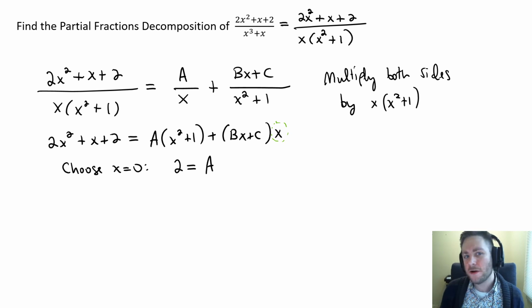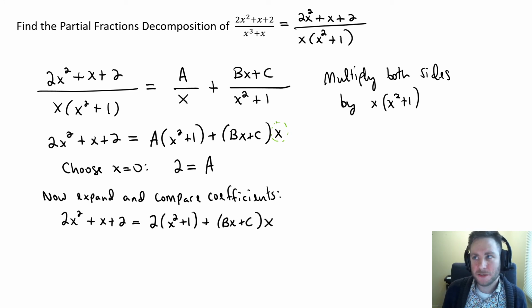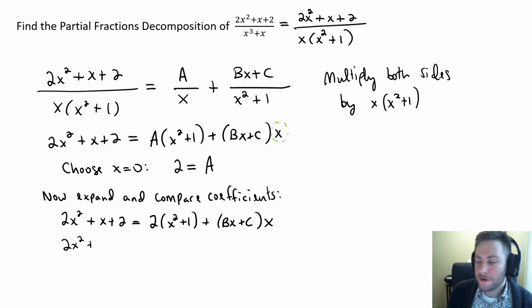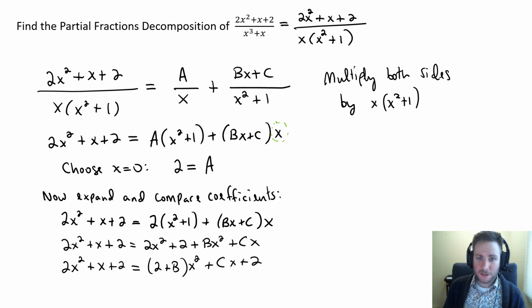And now there aren't any other x values that would make terms disappear, so this is where I would normally expand and compare coefficients. Although if you prefer to just keep plugging in more x values, that is technically fine too. Before expanding, where I see an a, I might as well put a 2 instead, since I know that value now. So then you can go ahead and expand, collect like terms, and pause and check the details if this is going too fast for you.